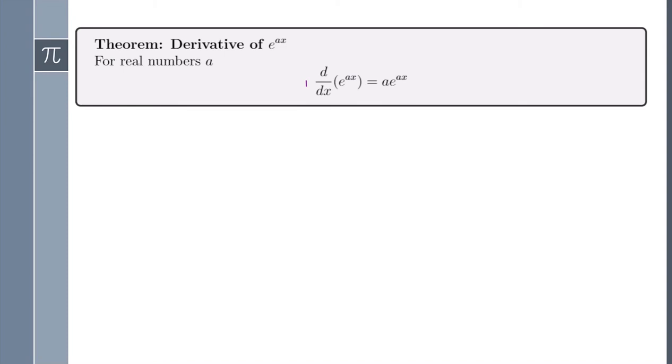Now the next one is the derivative of e to the ax. We know that the derivative of the function e to the x is just e to the x, but now when we have a constant here, the derivative of e to the ax equals a, so the constant comes down, and we still have the constant over there. So a times e to the ax. This can be proved by using the product rule repeatedly, but we're not going to do the proof here, so we'll just use it.